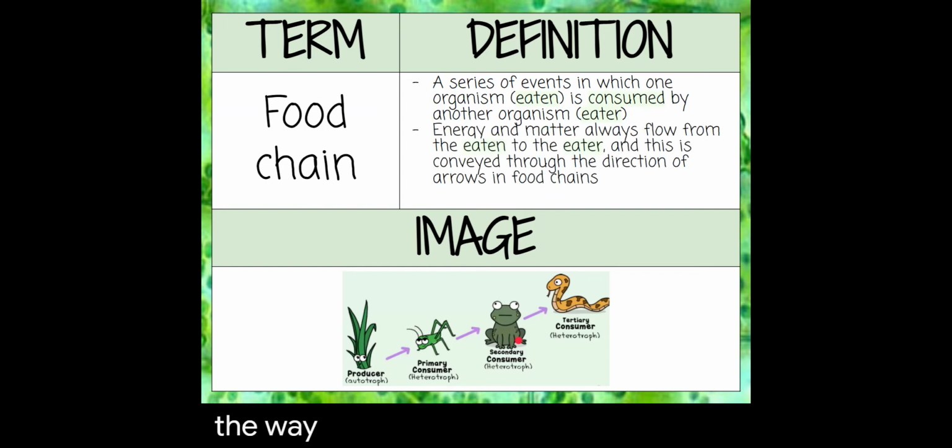The way energy and matter work in a food chain is they flow from the eaten to the eater. And we can see this through the arrows. So the arrows are the way that energy is flowing through this food chain. Energy is moving from the grass up to the grasshopper, which then moves up to the frog, to the snake, and so on.